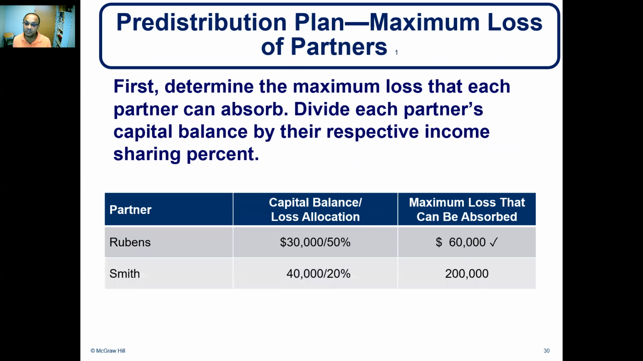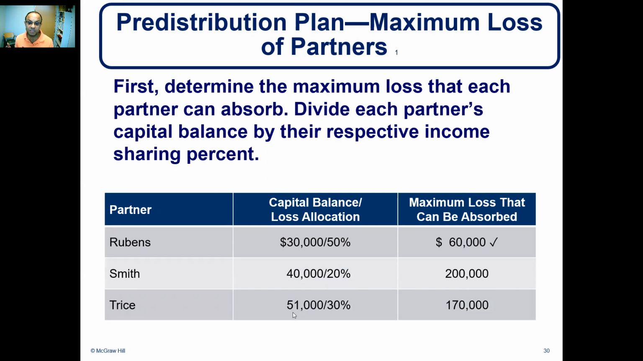Then we do the same for Smith. His capital balance is 40,000, his income loss ratio 20%. Dividing 40,000 by 20%, we get 200,000. And finally, we do the same for Price. We divide his capital balance by his income loss ratio, and we get the maximum loss. Now, we need to look at the maximum loss by their amounts. So the smallest one is Robbins, the second one Price, the third one Smith.